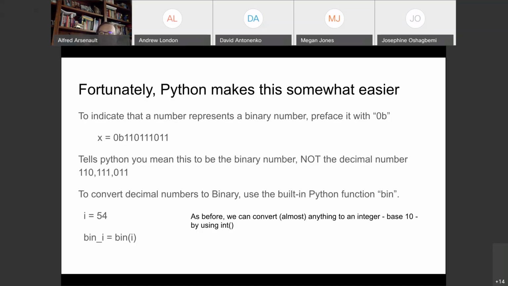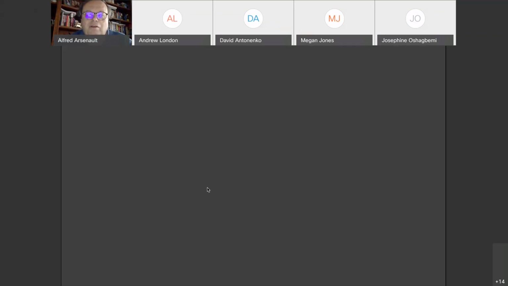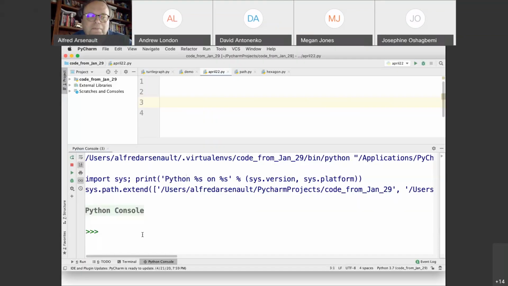But you can use the built-in Python function, which is bin. Bin converts integers to binary. If you want to convert it to decimal, you just use int. So let's go over to PyCharm and play around with this a little bit.